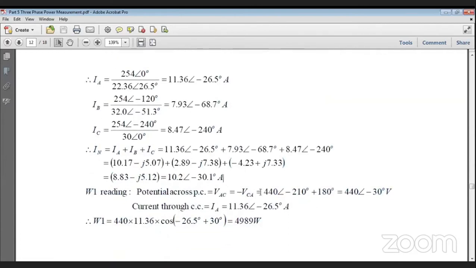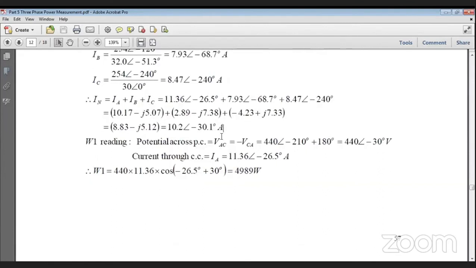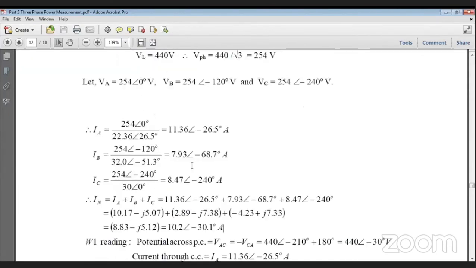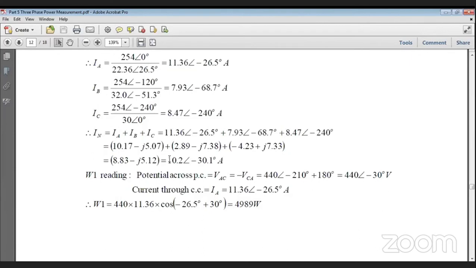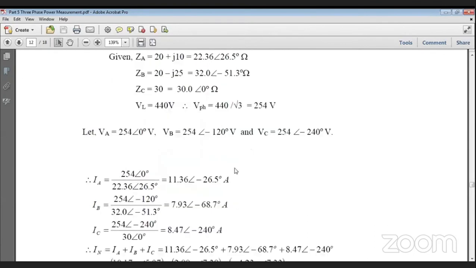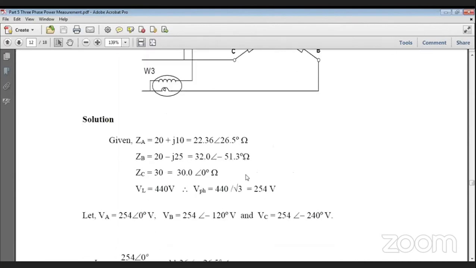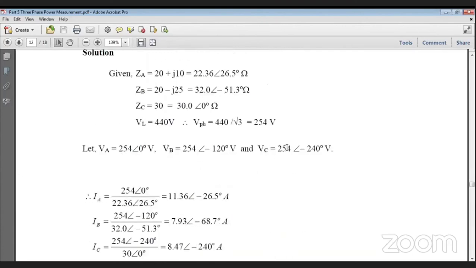This one. So what do we take? We take the current IN, the neutral current. So our current becomes this one, not IA, IB and IC, but IN, the neutral current. And the voltage VNC, because we always take from the common point, NC. But we have to take the phase voltage, that is VCN. So it is minus VCN. So this is the voltage VC. So we have to take minus of that. So add 180 degrees to this.